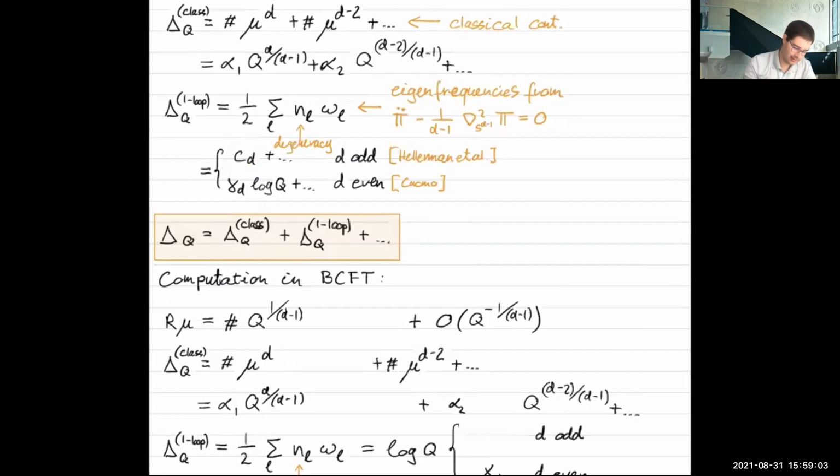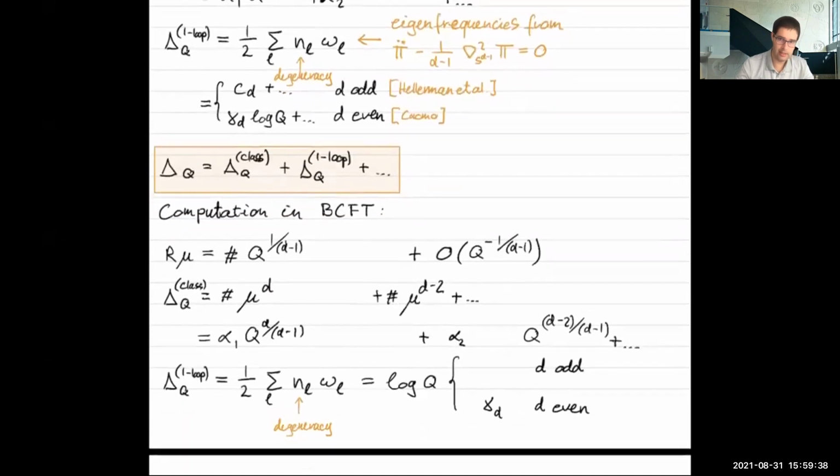Gabriel nicely showed that we got a log Q contribution in even dimension from this one loop. And so the prediction for the scaling dimension of bulk operators is obtained by adding up the classical and one loop and higher loop contributions. And the highlight of this is that there are universal constant or logarithmic contributions in odd and even dimensions respectively.